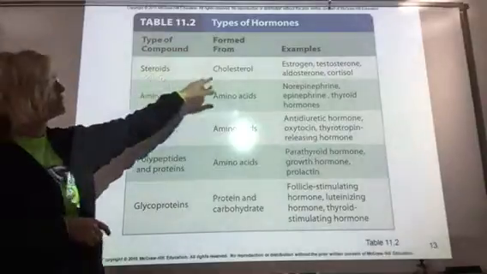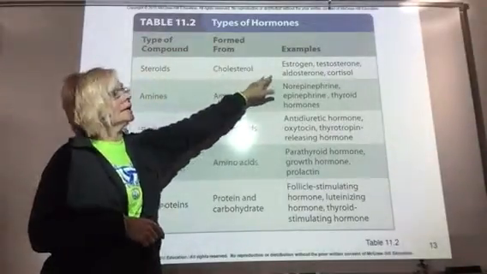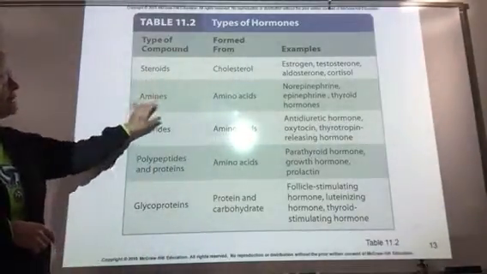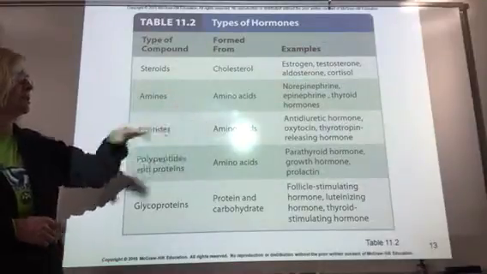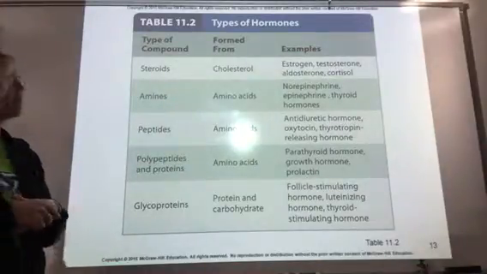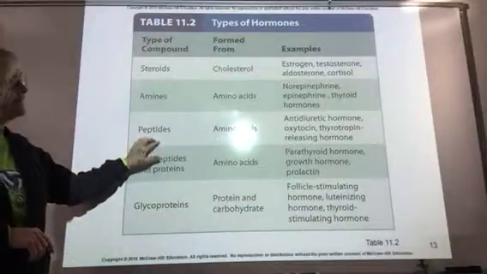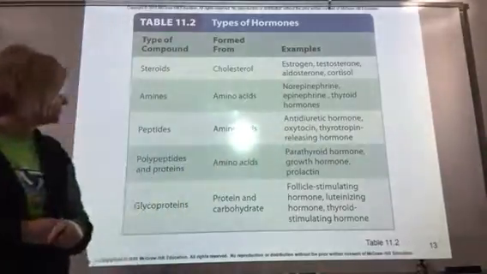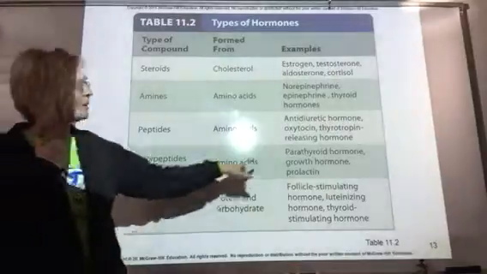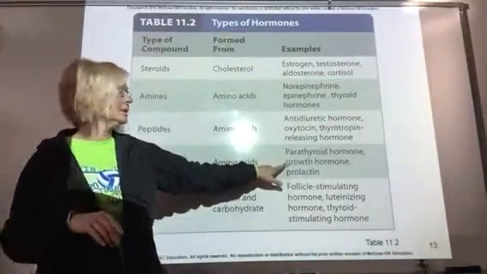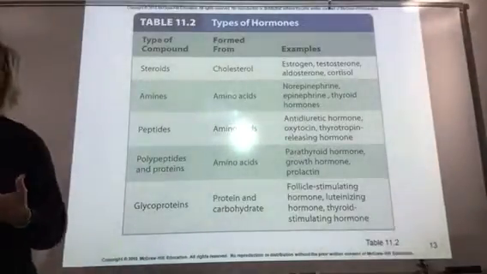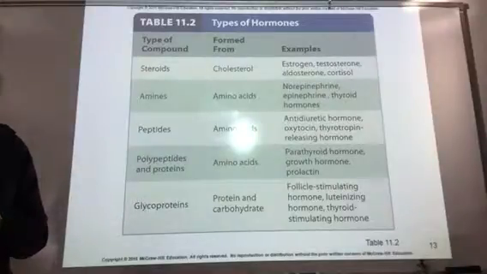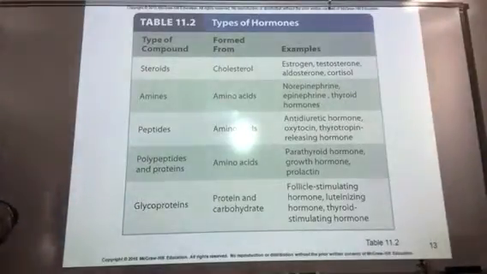Steroids. Steroids are actually made from cholesterol. A lot of your reproductive hormones are steroids. Amines come from amino acids: norepinephrine, epinephrine, most of your thyroid hormones. Peptides: antidiuretic, oxytocin, and we'll talk more about these a little bit later. Polypeptides: parathyroid, and your growth hormone. Growth hormone is very important for you to reach your full potential. Growth hormone is also pretty common in the news with abuse of growth hormone.